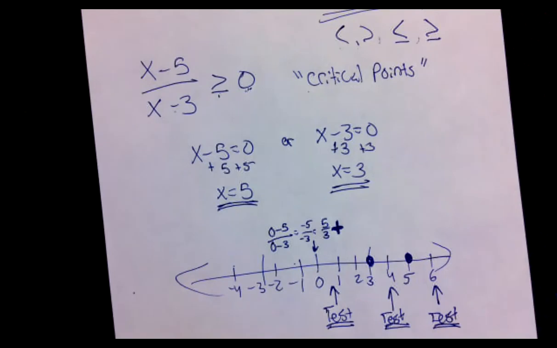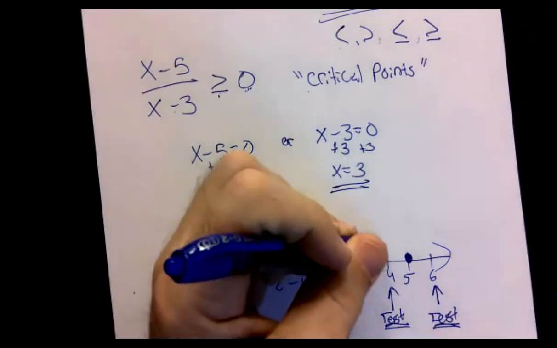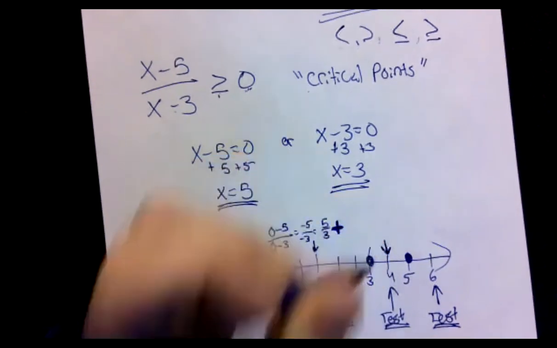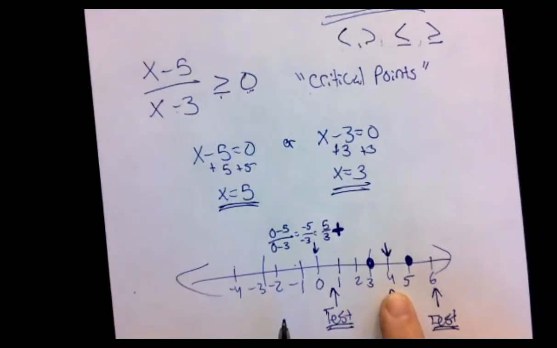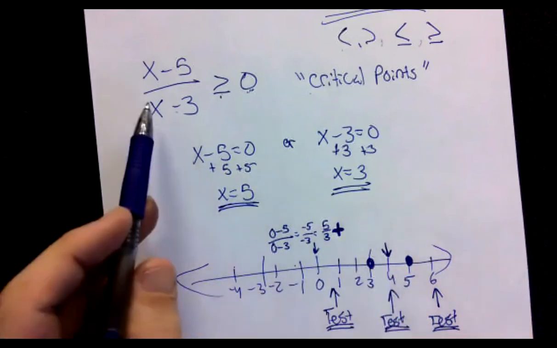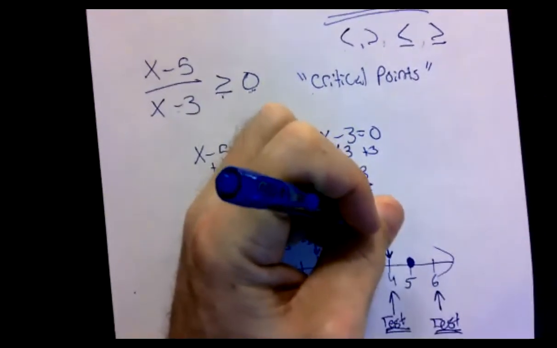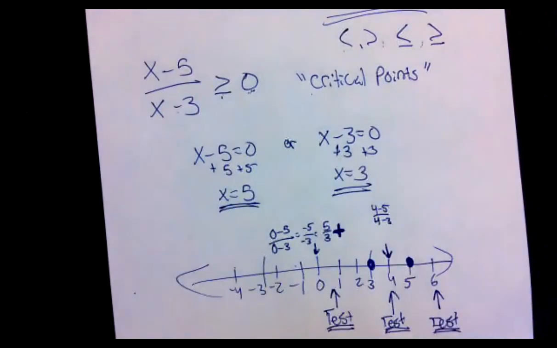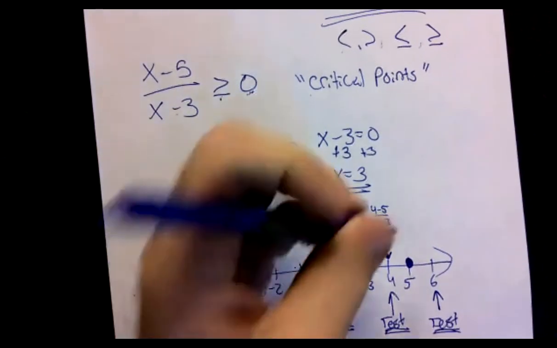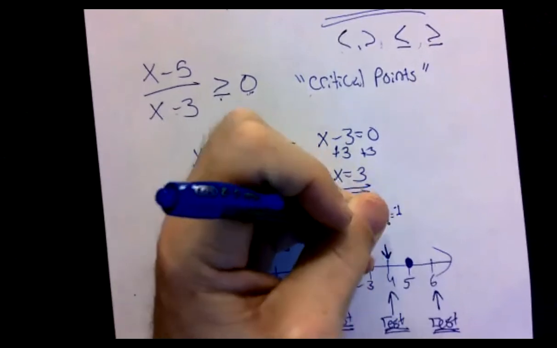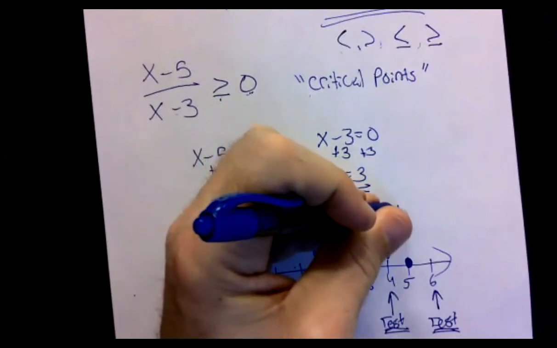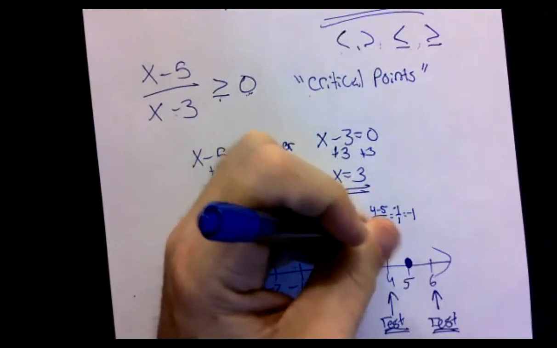Hopefully that'll make sense here in just a second. Okay, I'm going to do the same thing. I've got to choose a point in between. So I'm going to choose 4. I could choose like 3.1, or I could choose 4.99999, but I'm going to pick 4 because it's a whole number. All right. Again, I'm going to plug it in. So 4 minus 5 over 4 minus 3. 4 minus 5 is -1. 4 minus 3 is 1. -1 divided by 1 is -1. That's a negative number.